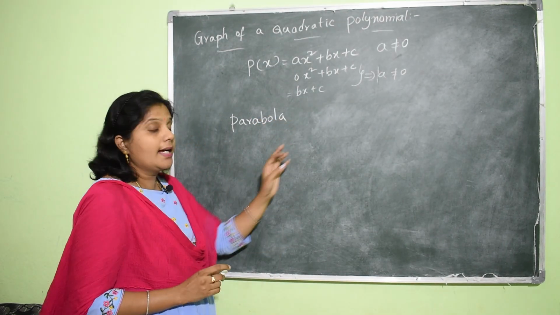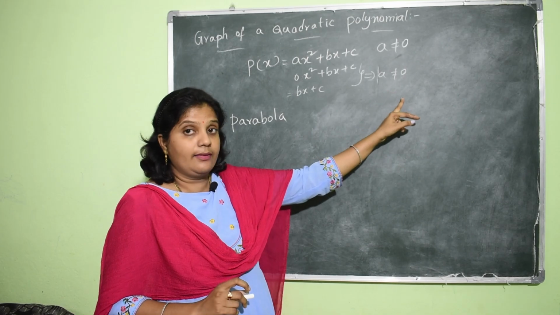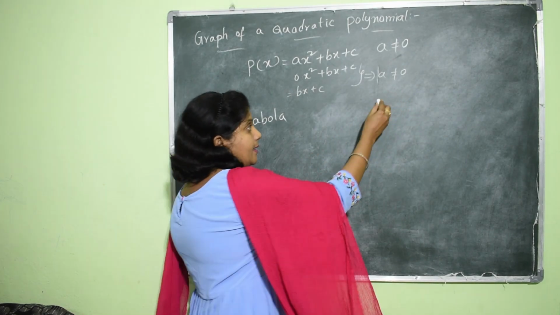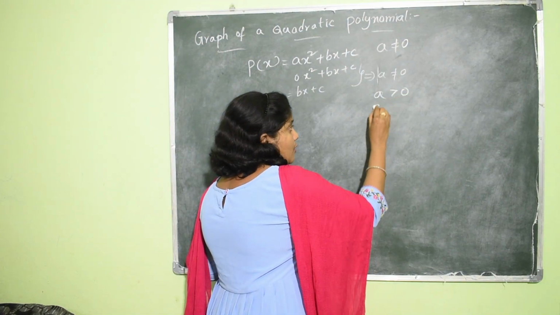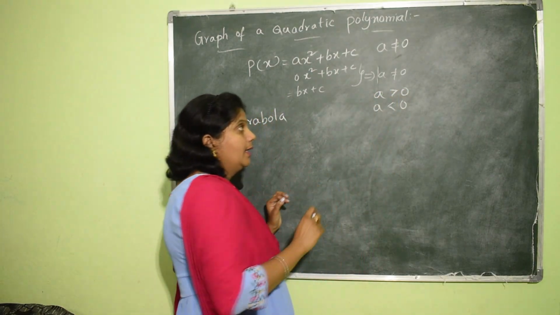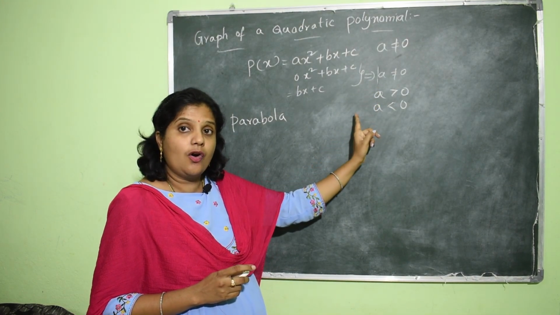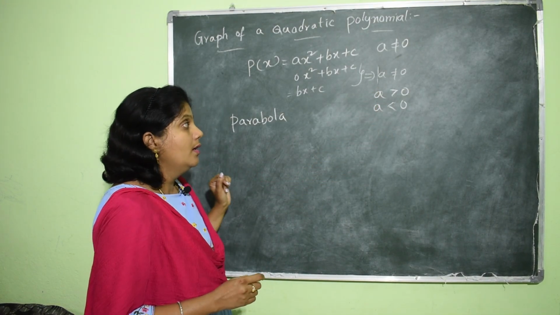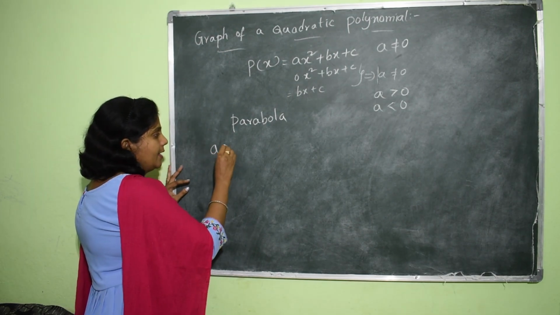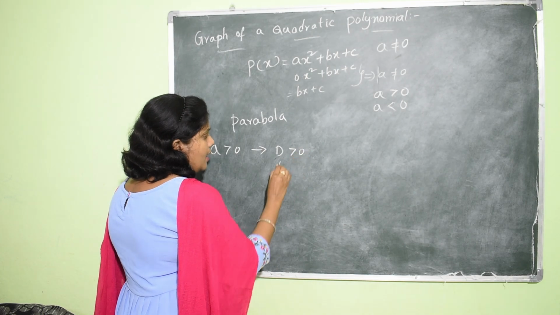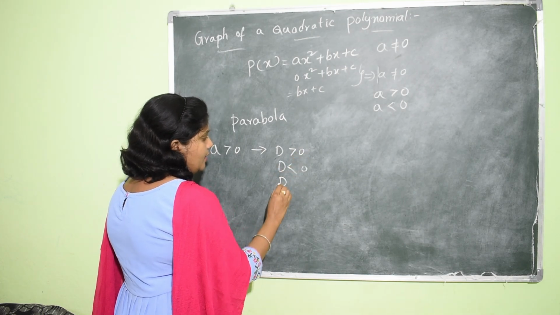So here what is the condition given? a is not equal to 0, which means a can be greater than 0 or less than 0. If a is greater than 0, there are three conditions, that is d greater than 0, d less than 0 and d equal to 0.